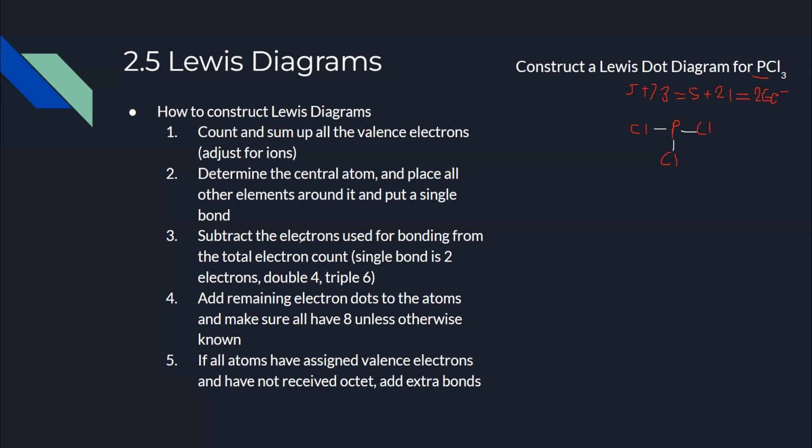And then you also have to subtract the electrons used for these bonds. For a single bond, the number of electrons between the phosphorus and the chlorine is 2 electrons. So it'll be 26 minus 6, which is 20 electrons.